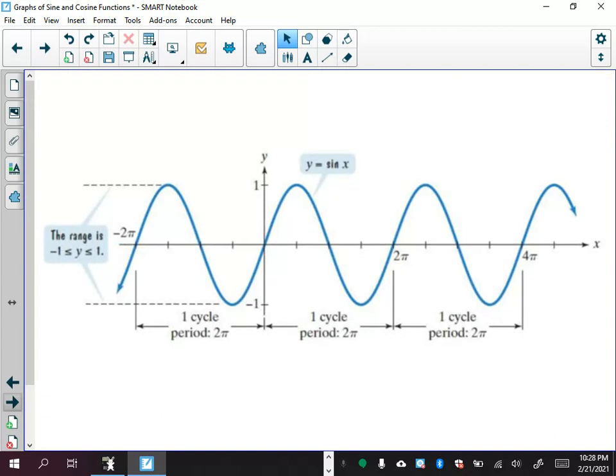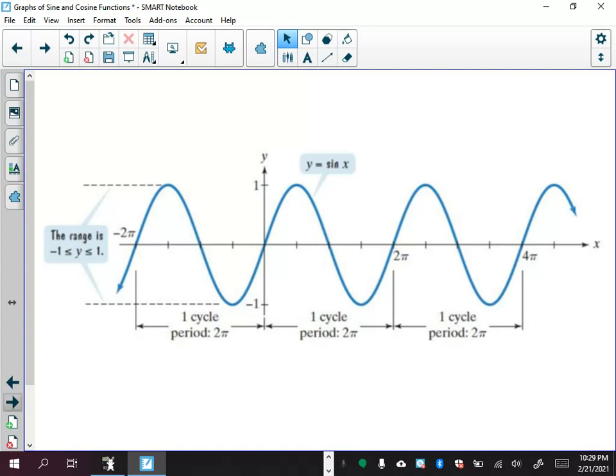So again, I talked about this a few seconds ago when we're talking about periods and cycles and everything. So your period will always stay the same from 0 to 2 pi until we get into later on. I'll show you how to figure all the other stuff out. But your parent function is from 0 to 2 pi. That's one period. That's one cycle. Now your period will always stay 2 pi. The cycle is what changes.